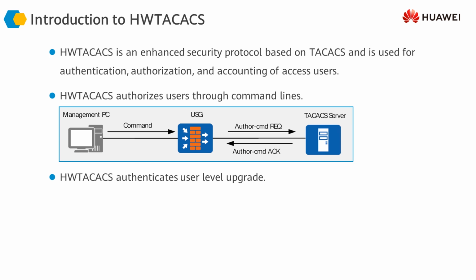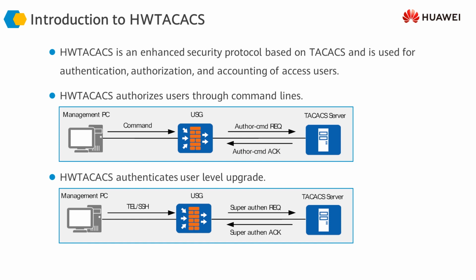HW-TACACS also performs user level upgrades. Users can upgrade their user level using the super command. So if a user has a lower level of access, they can upgrade their access level by using the super command. The USG sends the user name and password to the TACACS server for authentication, and this upgrade can only take effect for the current login. It cannot be done permanently. It will only affect the current login that is being done using TACACS.